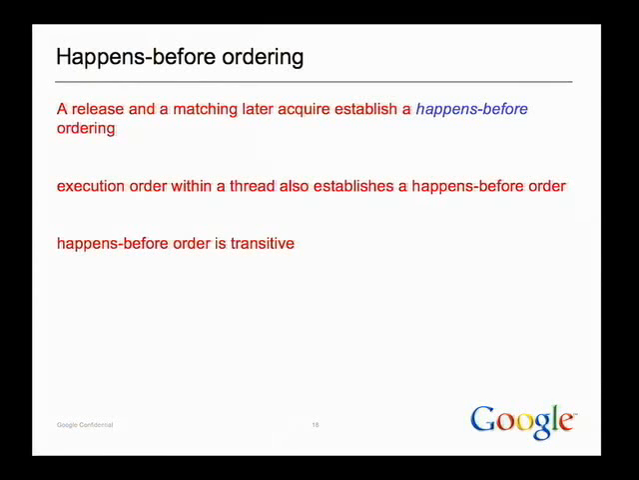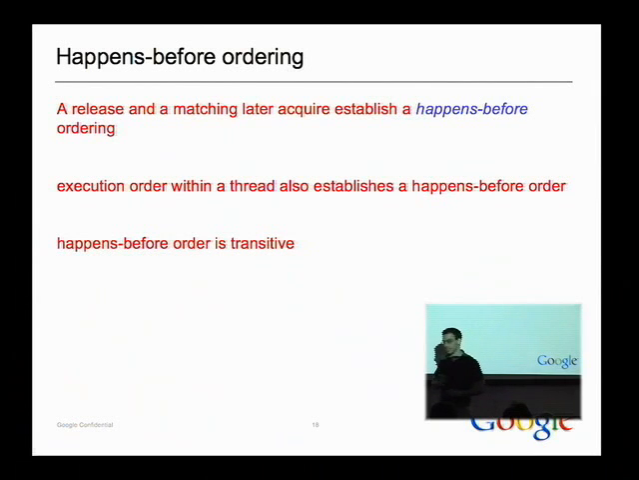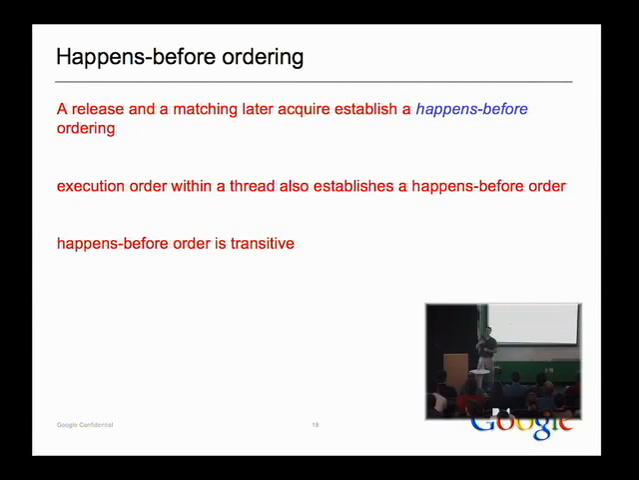This release and the subsequent acquire establish something called a happens before relationship. And in addition, execution order within a thread also establishes a happens before relationship. So I'm going to use the words happens before again and again. It's something for you to get used to, even if you're not a Java programmer, because C++ is also adopting this terminology for their threading model.